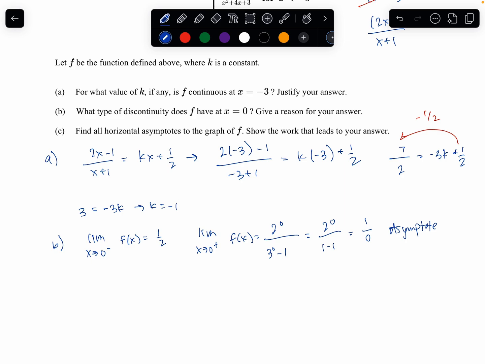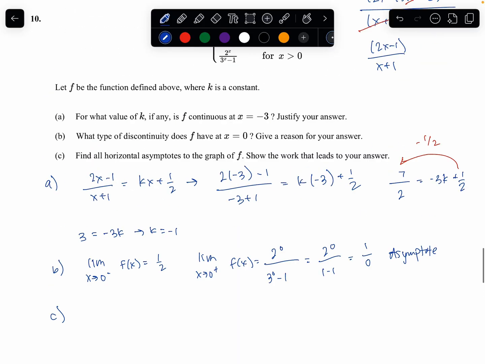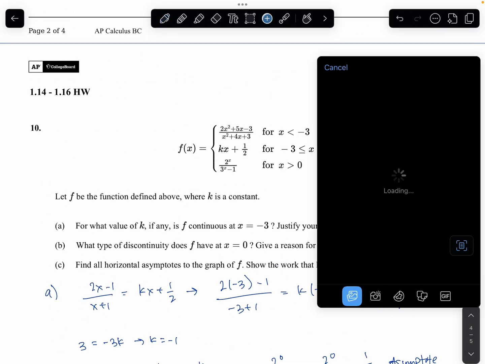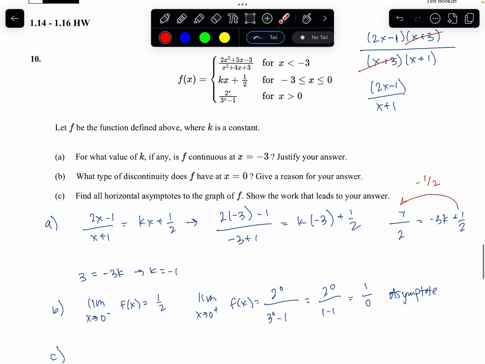So I'm going to go with that. We have a vertical asymptote right there. For C, for all horizontal asymptotes of the graph of f, find them all. Okay, so I only need to check here and here. So what's going to happen? We'll say this right here.